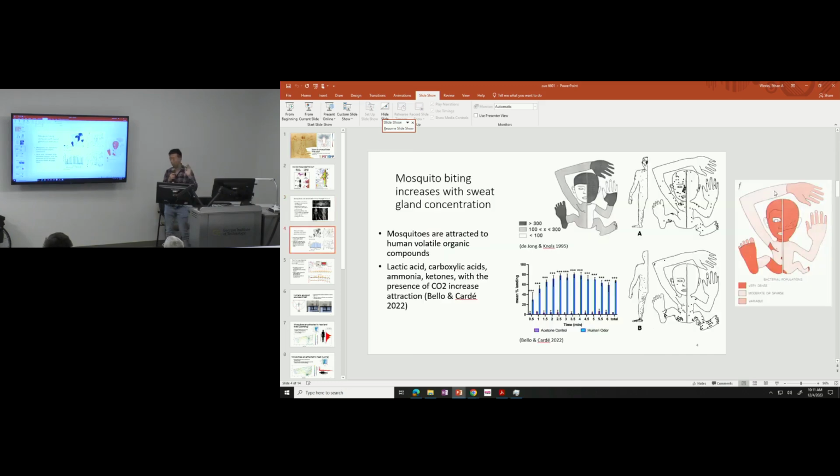And then similarly, they also have sensors to sense the VOCs, the volatile organic compounds that are released, such as ammonia, ketones, lactic acid, all of those things that come with sweating and just day-to-day human body regulation. There are different areas on the body that have more or less sweat glands or other VOC releasing body parts, and they prefer certain areas because of this.